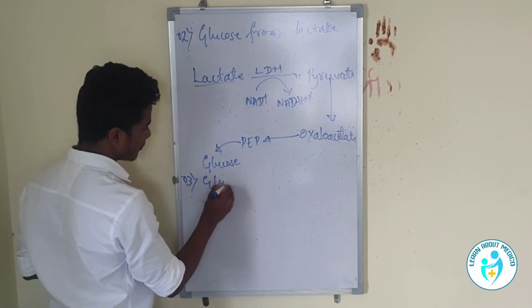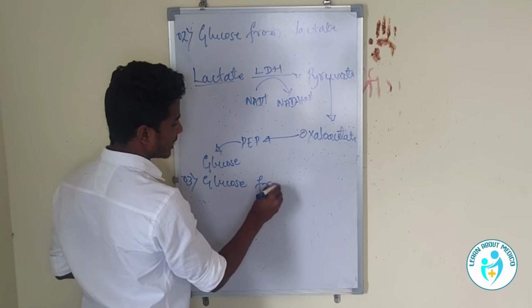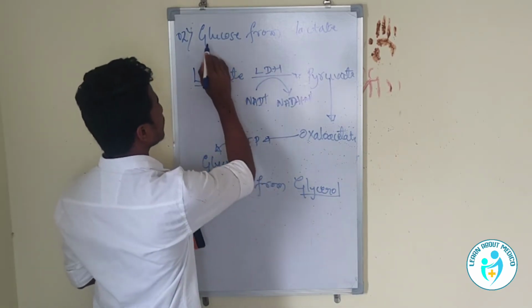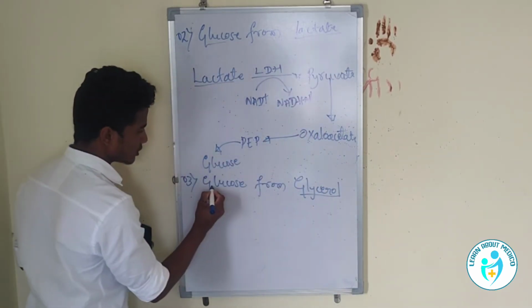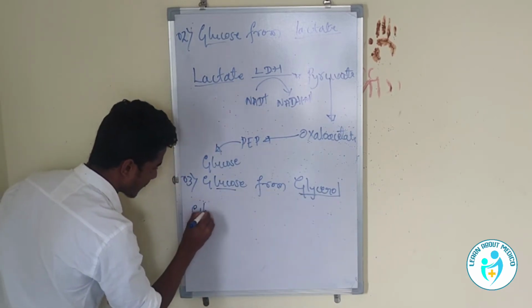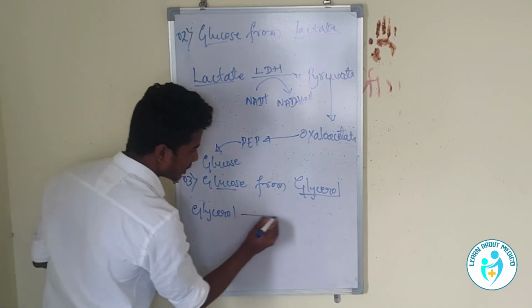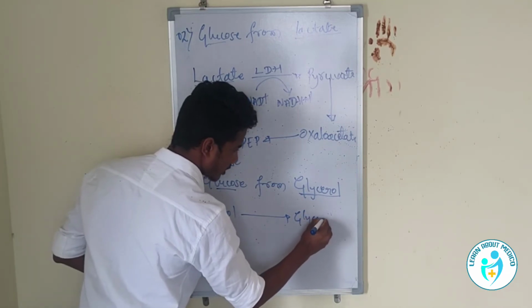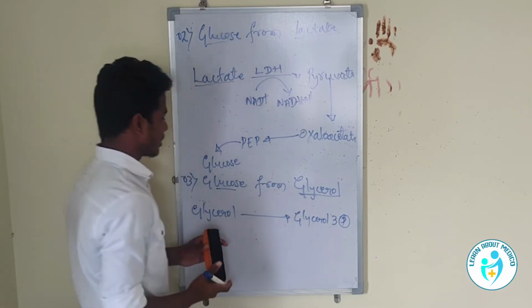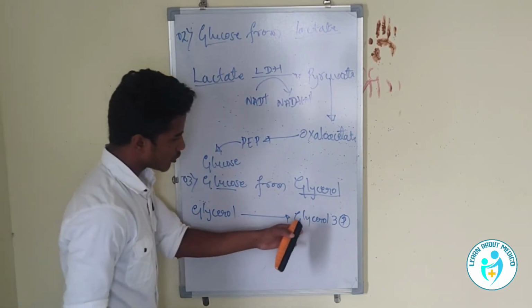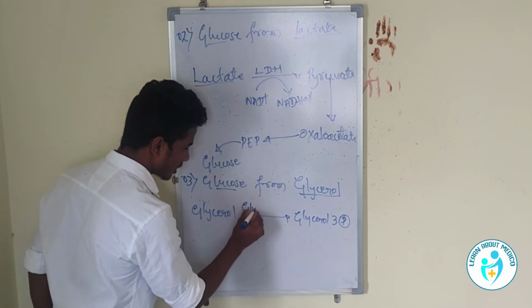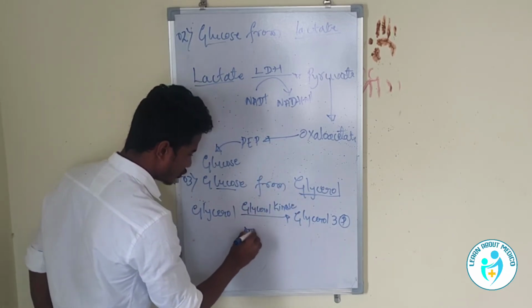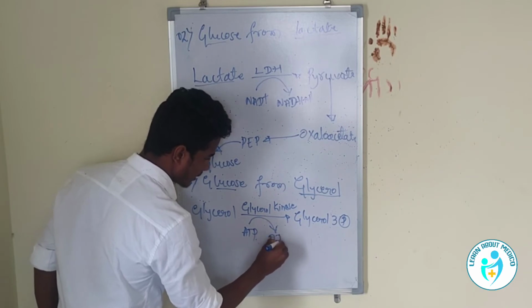And the third one is synthesis of glucose from the glycerol. Here, what happens? Glycerol is first converted into glycerol 3-phosphate with the help of the enzyme glycerol kinase. Here ATP is utilized and it gets converted into ADP.